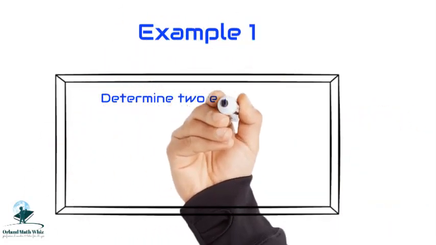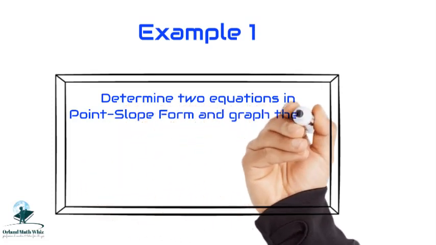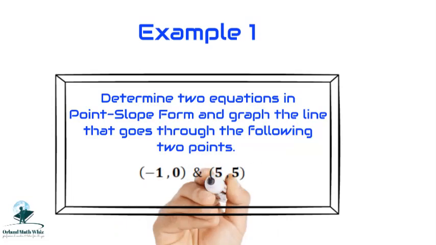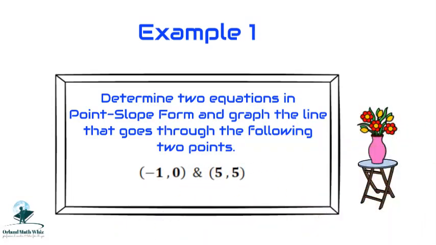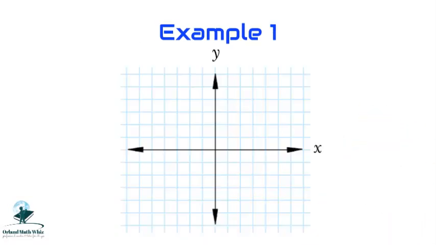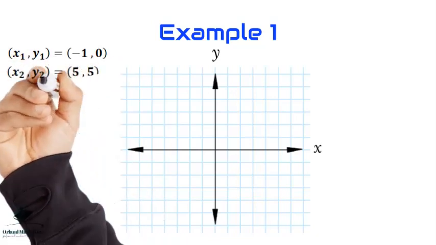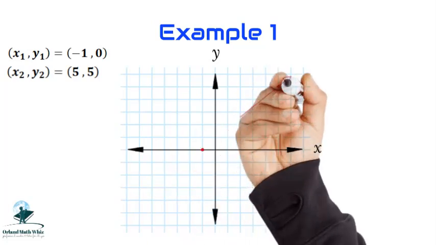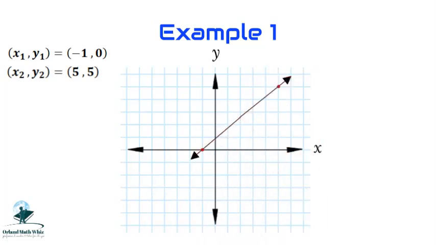Example 1. Determine two equations in point-slope form and graph the line that goes through the following 2 points: (-1, 0) and (5, 5). To determine the equations of the line, we first designate the 2 points. Let (-1, 0) be the point (x sub 1, y sub 1) and (5, 5) as (x sub 2, y sub 2). We graph the line by plotting the 2 points and connecting them with a line.